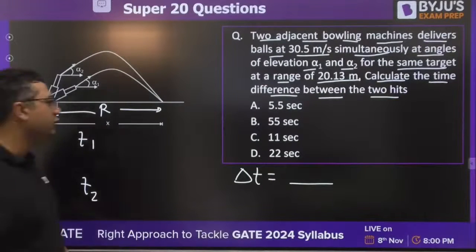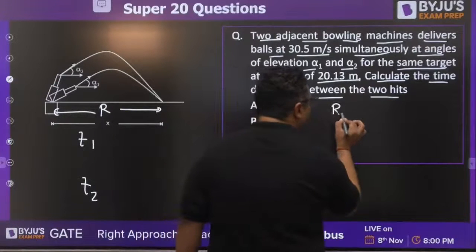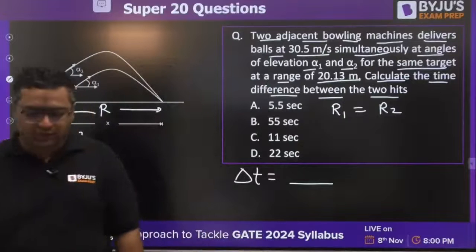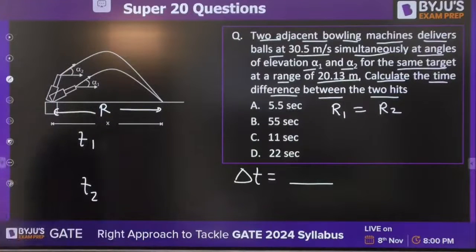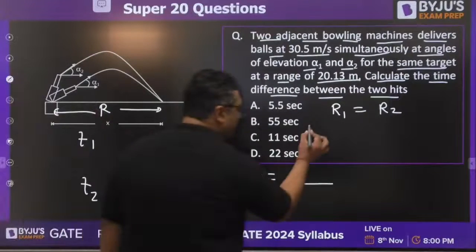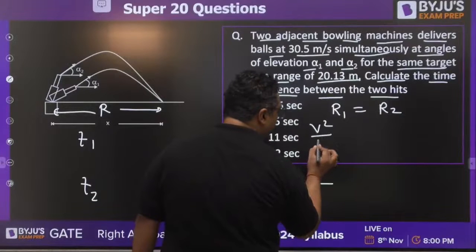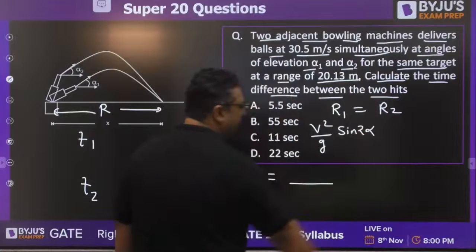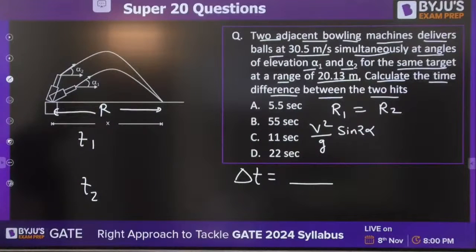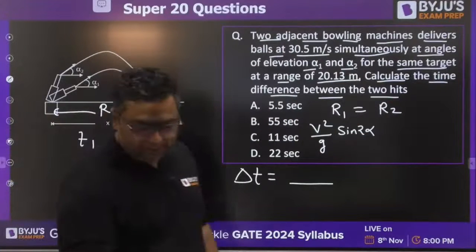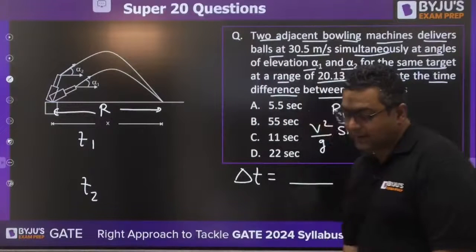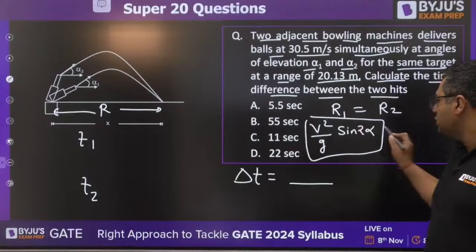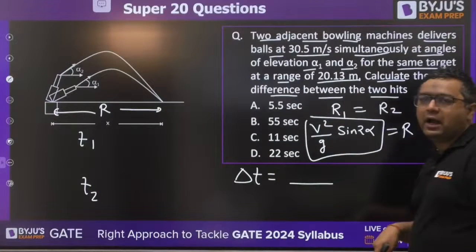You need to put first of all R1 is equal to R2, so you need to equate the formula for the range first. And you know the range formula is V square by G into sine 2 alpha. This is the formula for range. Is it correct, guys? So you need to equate R1 and R2.